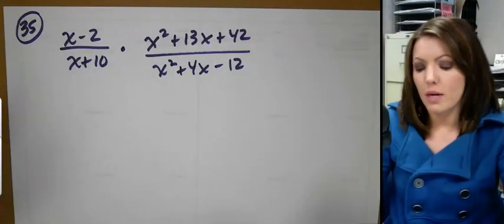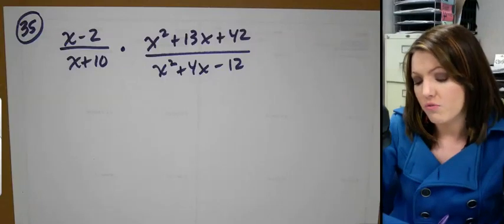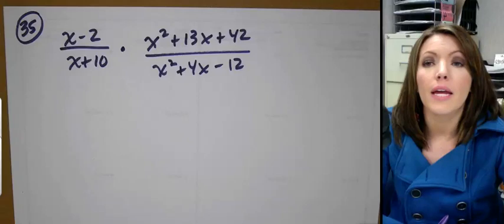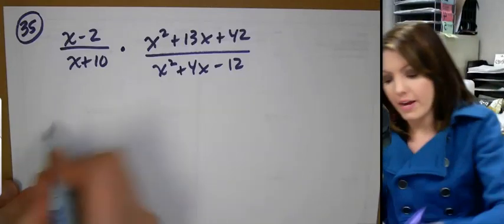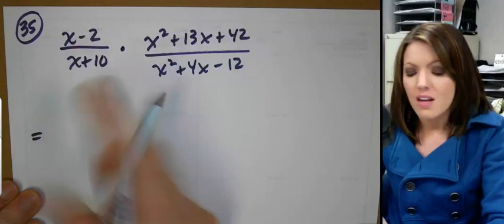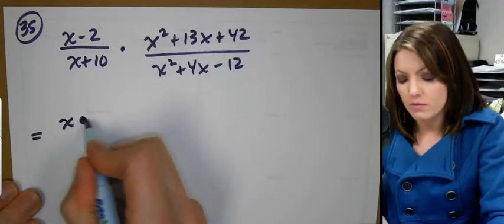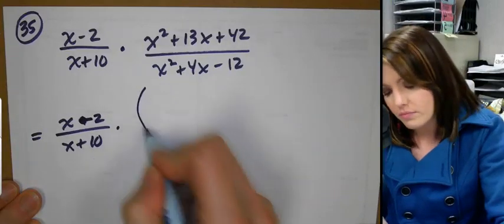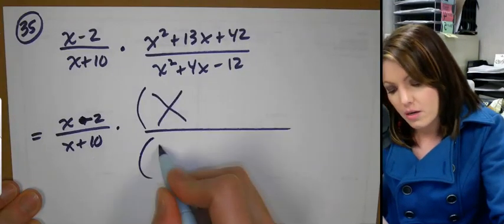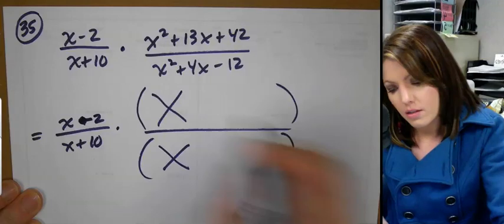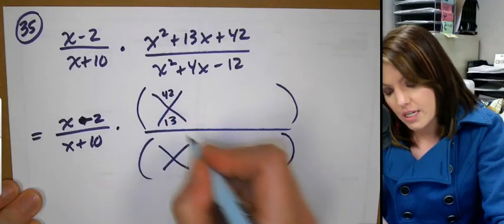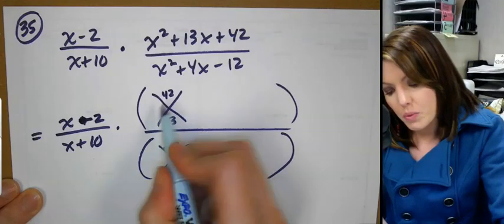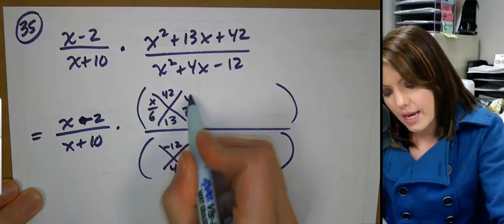So here's what I'm looking at. I am looking for anything that can be factored. And after I factor, I want to look for anything that can cancel. The first fraction, oops, it's a minus 2. That is factored completely, all the way. But these over here both can be factored using the diamonds. We get 42, 13. And on the bottom one, we have negative 12 and positive 4. So we get 6, 7, x, x.